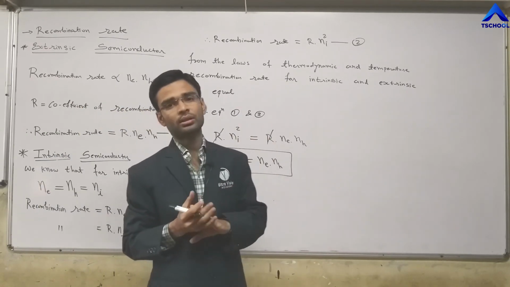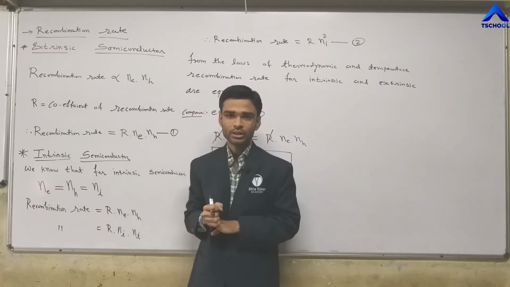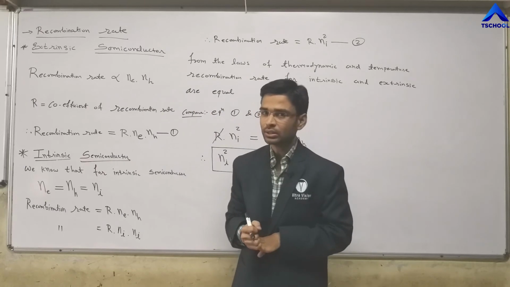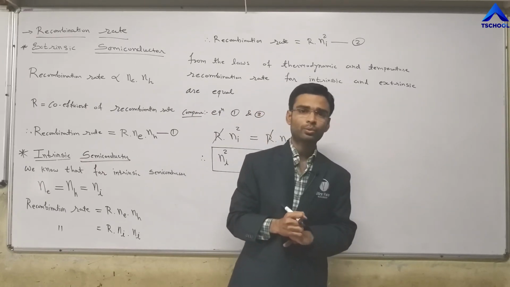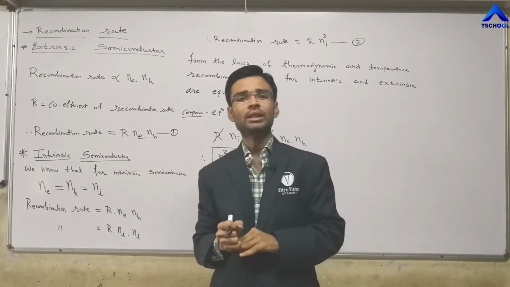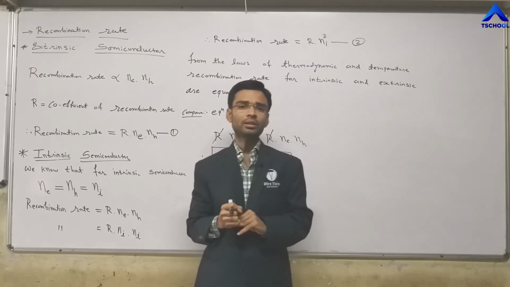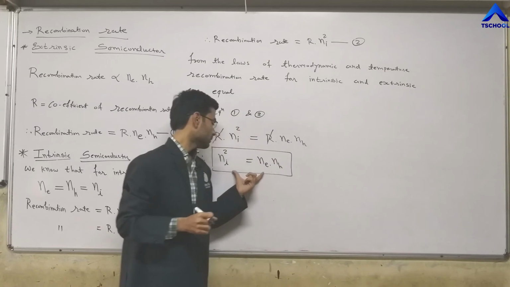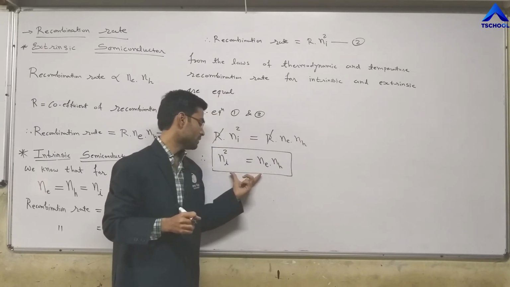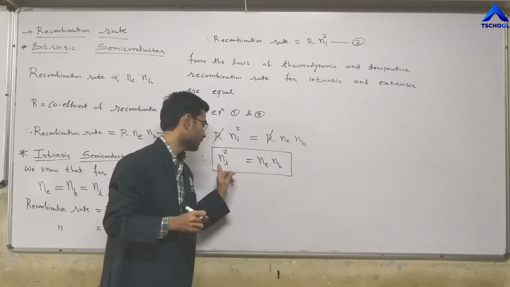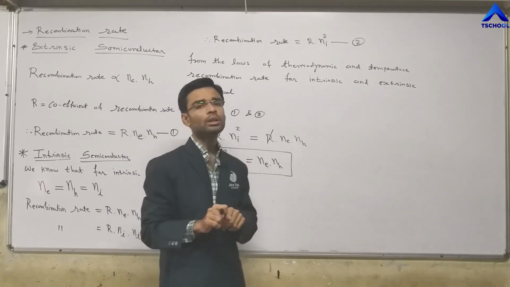Friends, today we have seen the recombination rate of extrinsic and intrinsic semiconductors, and the final result is Ni square is equal to Ne into Nh.